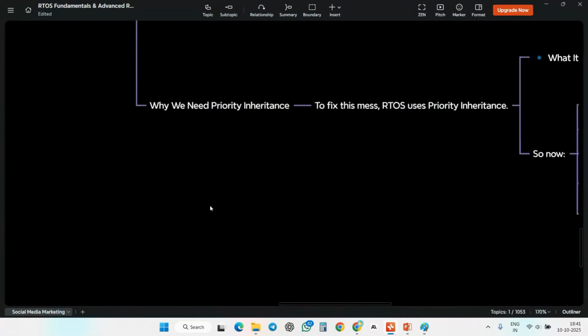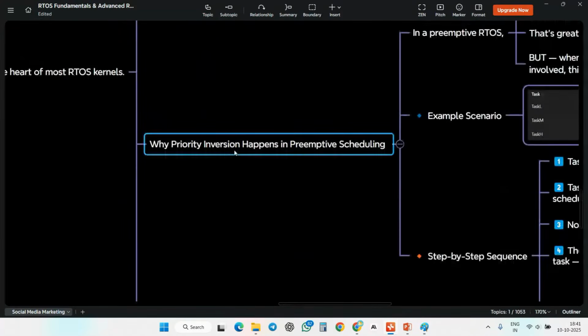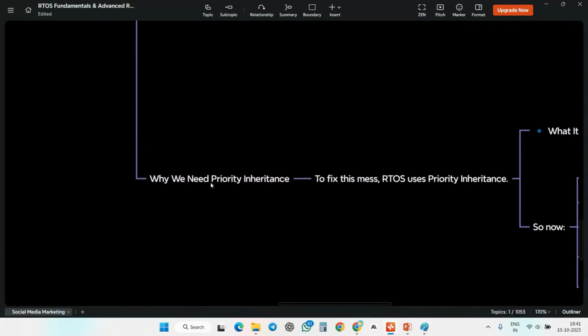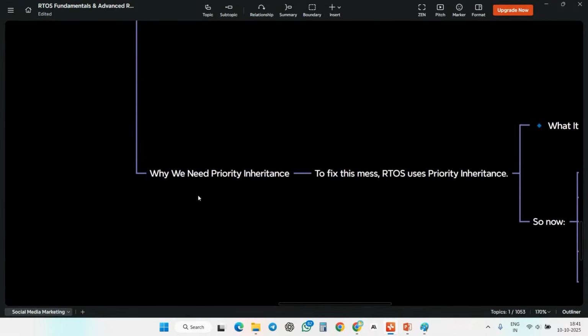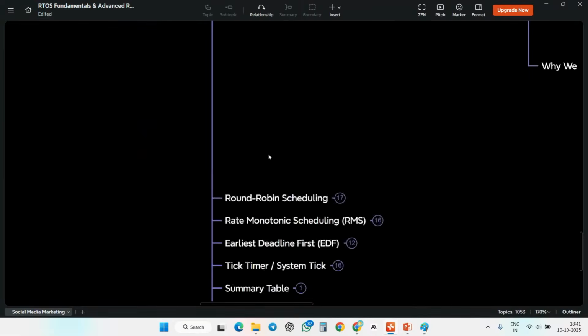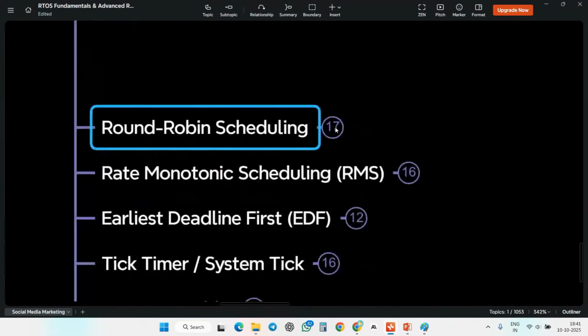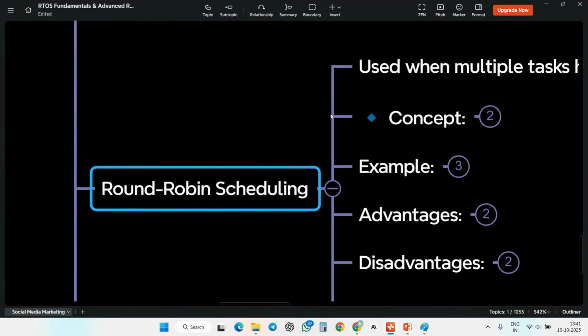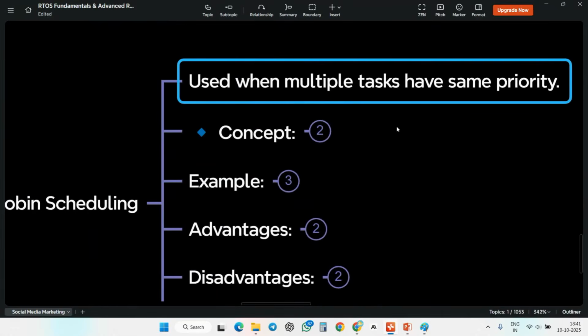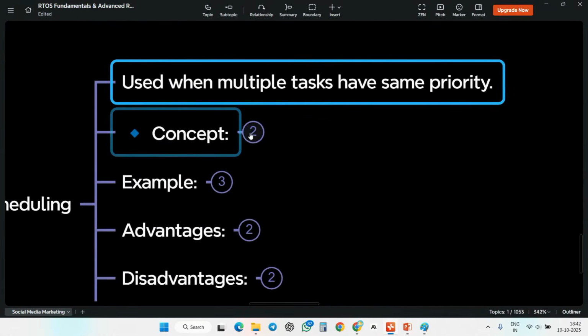Okay, so this is what is happening. Priority inversion is the problem, and to avoid this we introduce priority inheritance. Then we are going to discuss round robin. What is meant by round robin? It is used when multiple tasks have the same priority.